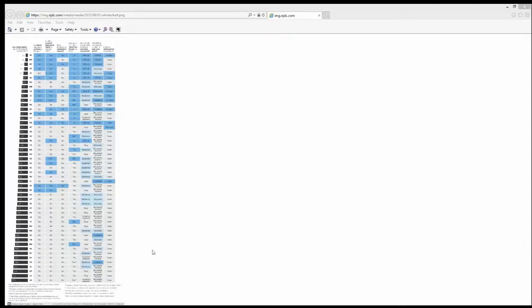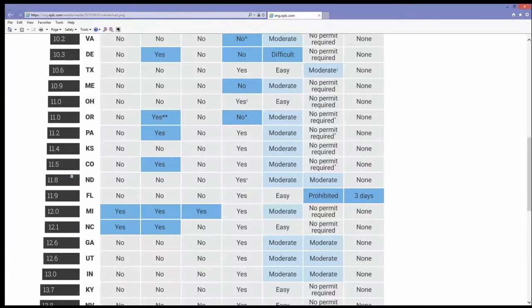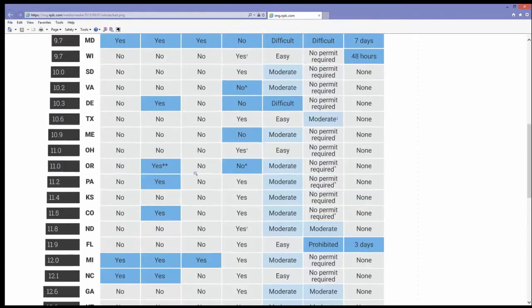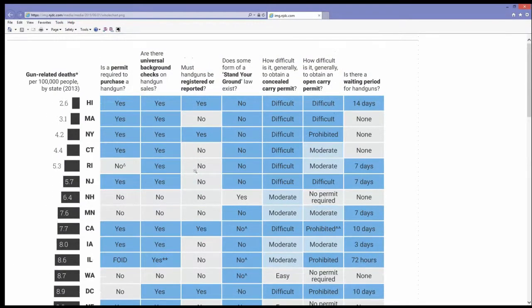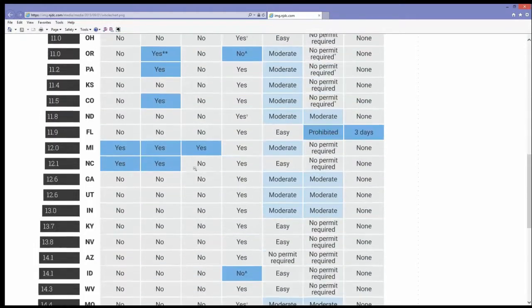Oftentimes, making sense of complex data can be difficult because it can be difficult to see all the data. As you can see here, here's a table of 50 states plus the District of Columbia and a number of aspects relative to gun laws in each of those states. It's difficult to really see the text and understand what's going on there. If we zoom in, we can see more about a particular state, but it becomes difficult to see all of the data together.